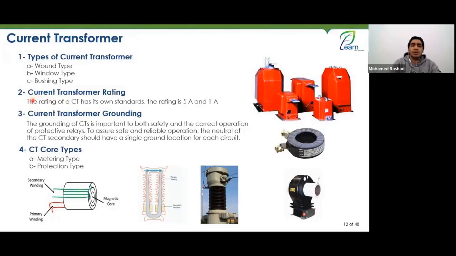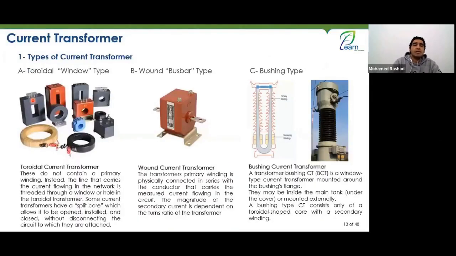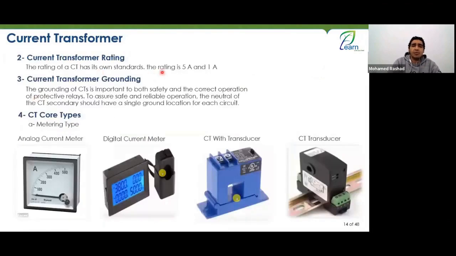Next, we come to the current transformer rating. The current transformer rating, engineers, is either 1 ampere or 5 amperes. That's your standard. It's either 1 ampere or 5 amperes. We don't have 2, 2.5, 3, or a quarter.